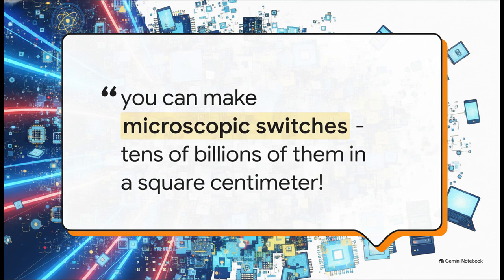We can make microscopic switches. By mixing these N-type and P-type materials together, we don't just conduct electricity anymore, we completely control it. We create the microscopic transistors inside your smartphone, your computer, and the very servers hosting this explainer. And get this, tens of billions of them can fit into a single square centimeter. And it all functions perfectly, just because we understand the principles of band theory.